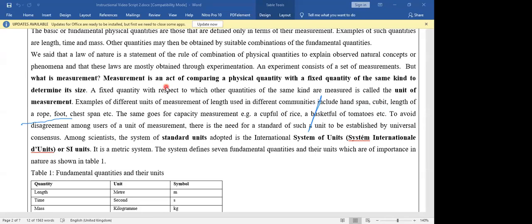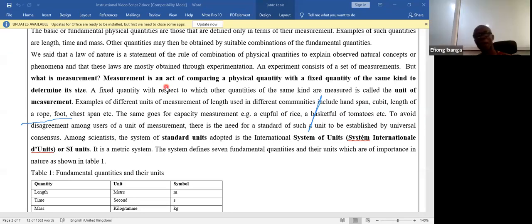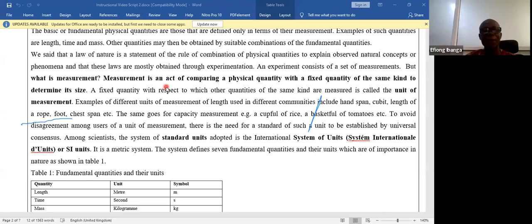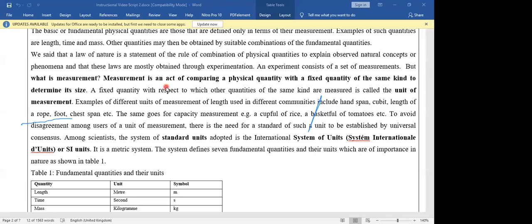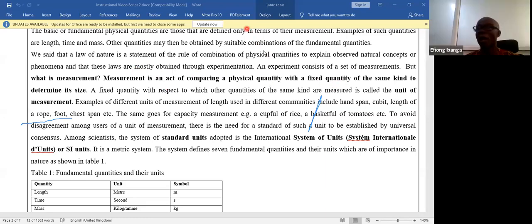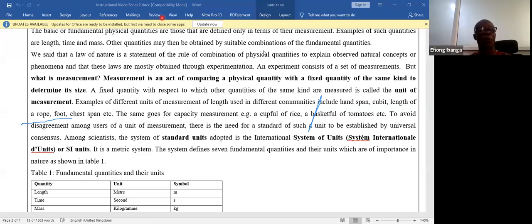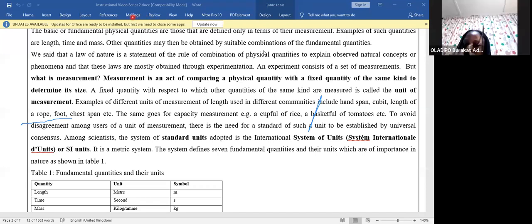Yes. Now here is what I said by definition of measurement. The length of the person's foot is compared with the length of the goalpost to be measured. Does that make sense? So that is why I say measurement is an act of comparing what is measured with a fixed quantity of the same kind. So we are comparing length to length, mass to mass, volume to volume, and so on and so forth.